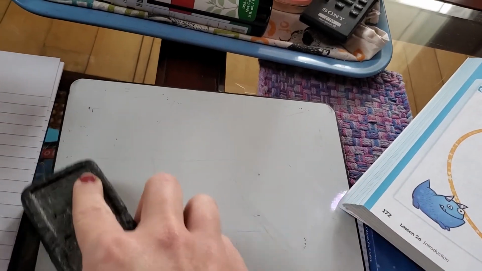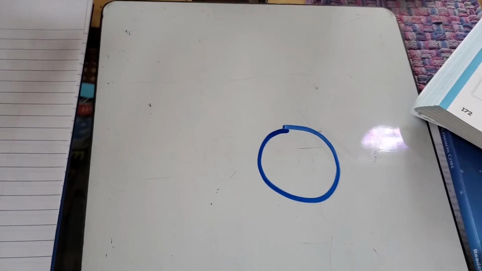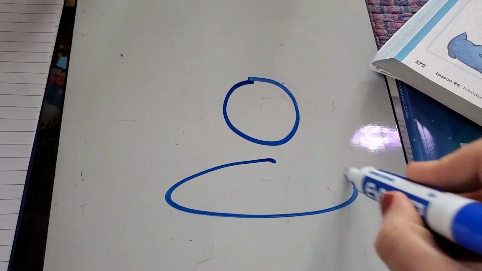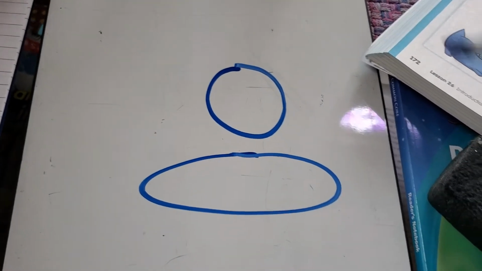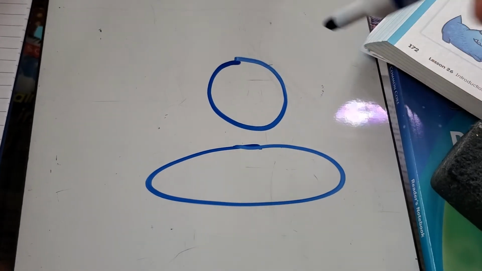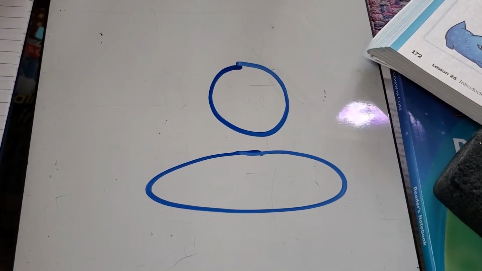Let me just erase this really quick. Shapes that do not have straight sides. Well, can you remember what those are? Your circle, your oval. Okay, these do not have straight sides, they're curved. Okay, so that's just a little review.